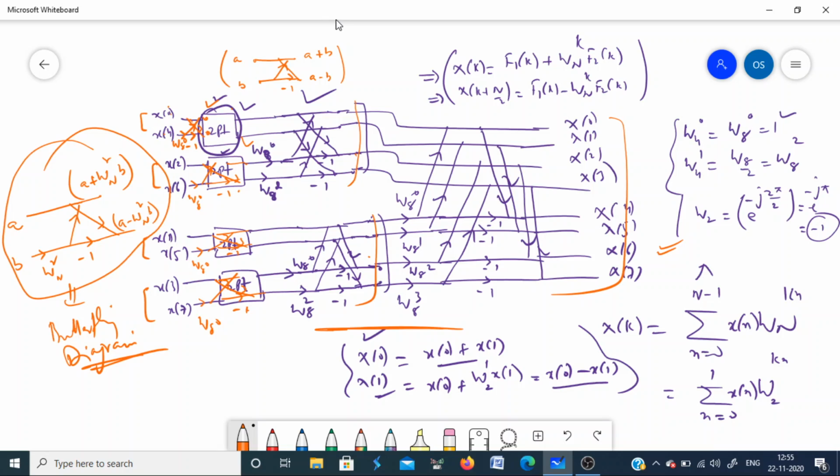Okay. So next we will see how you can find out the computational complexity of this algorithm, and how it is more efficient as compared to the direct computation of DFT.